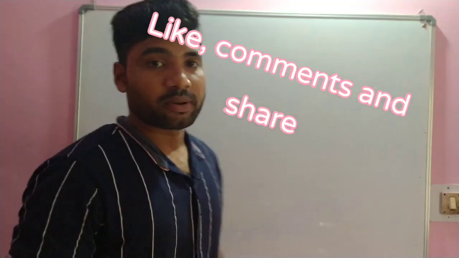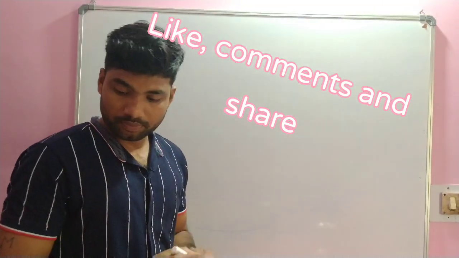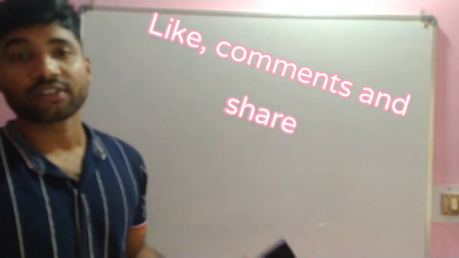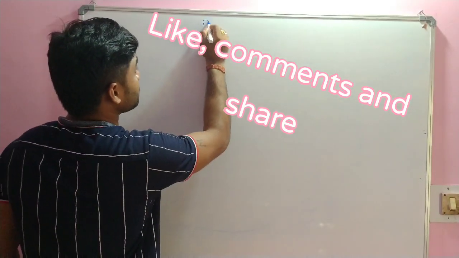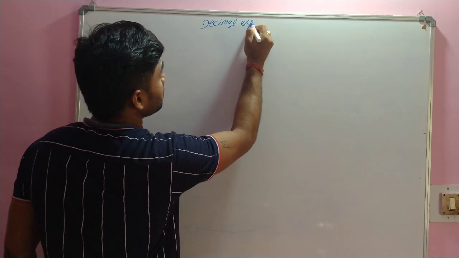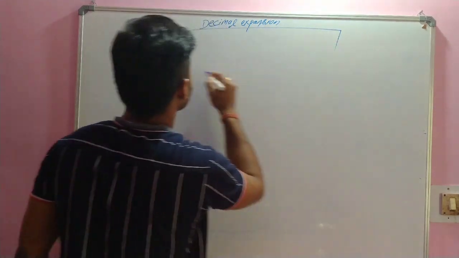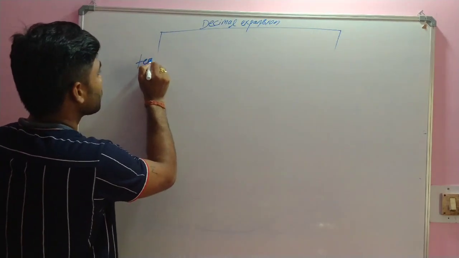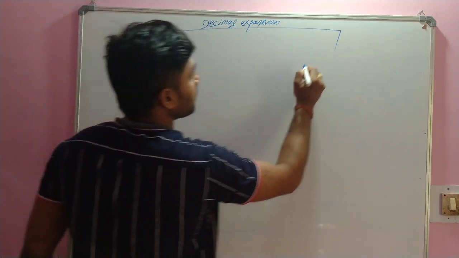Already we have discussed in the previous class how you can identify a rational number and an irrational number. If the number is in decimal expansion, how can you identify which numbers are rational and which are irrational? Decimal expansion is divided into two groups: terminating and non-terminating.